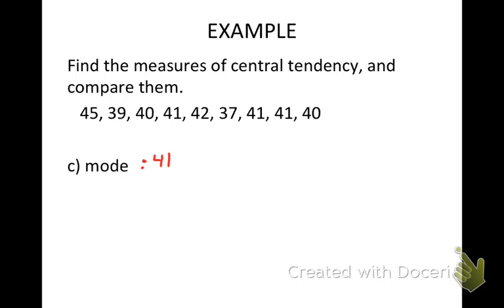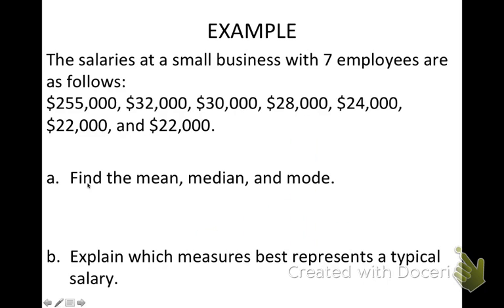Good. Okay. Mean, median, mode. So far, so good. All right, so here we're going to look at some salaries. It says the salaries at a small business with 7 employees are as follows. So we have $255,000 one person is making. I would prefer to be them. Can we take a guess who that person is? Probably the guy in charge, right? If you look at the other ones: 32,000, 30,000, 28,000, 24,000, 22,000, and 22,000. So go ahead and find the mean, median, and mode of those 7 salaries.